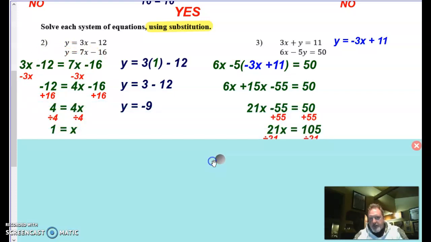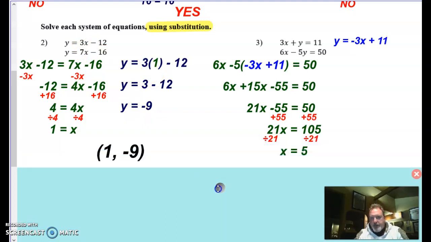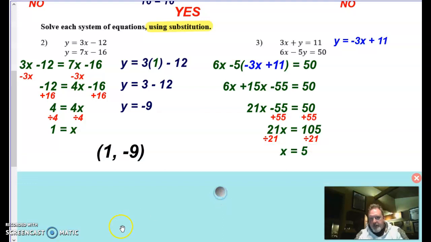I find out that x is 1. And now I can plug it back into either one of these. I just plugged it into the top to find out that y is -9. Again, when you're done, don't forget to write your answer as an ordered pair.